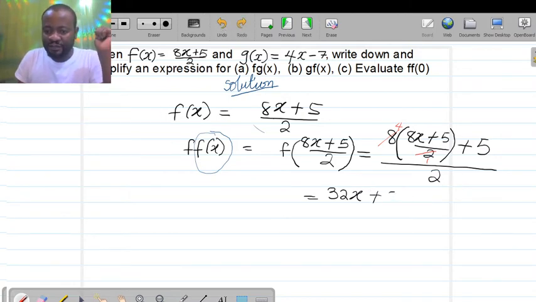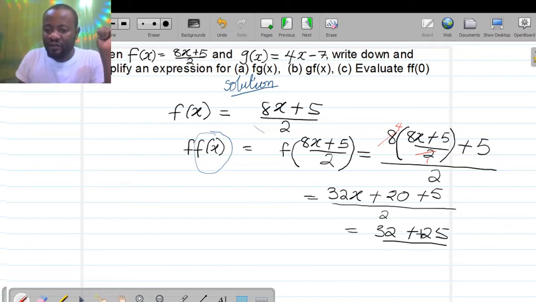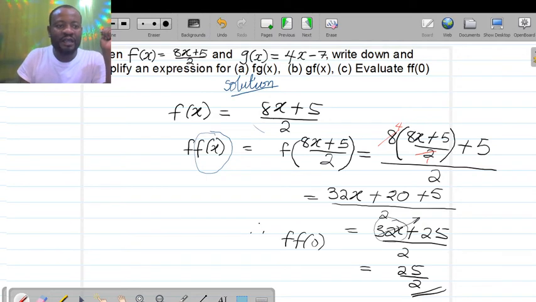32x plus 20, that's 4 times 5, plus this 5, now bring it down, all divided by these 2, which can easily give us 32x plus 25 over 2. Therefore my f of f of 0, I will replace x with 0. So x is 0, and I will have 25 over 2. And this is the answer.